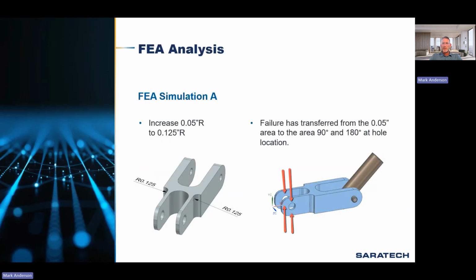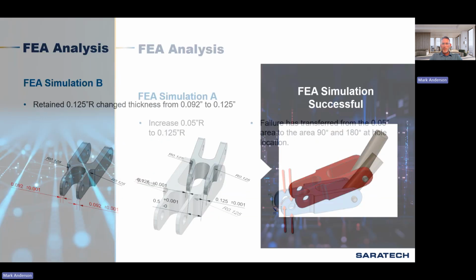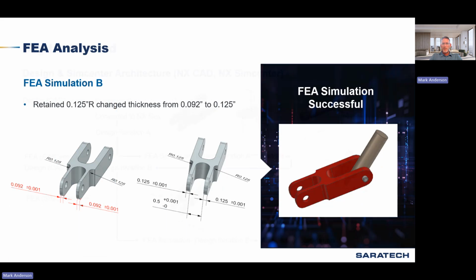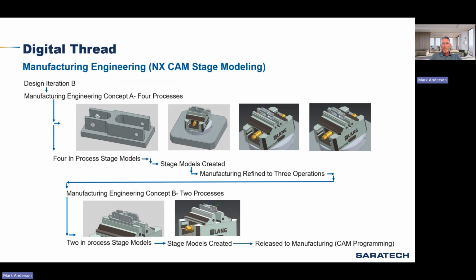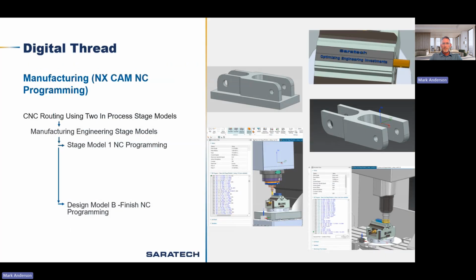We had to do some FEA analysis. Quickly, we realized that the thickness and the radii were the cause of the failures, which then led us to our manufacturing engineering concept. So this is showing the process through Saratech's digital thread. Initially, we were thinking a four-part process. It led itself down to a two-part process.